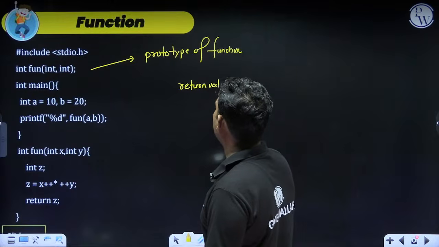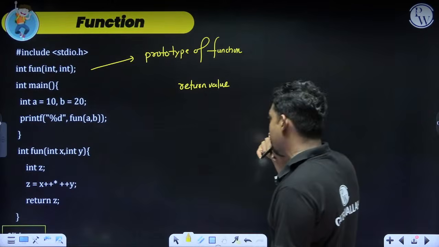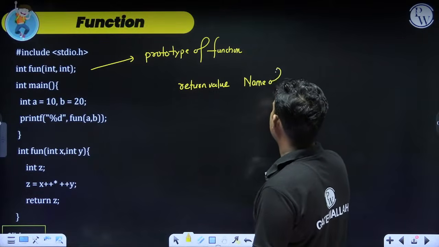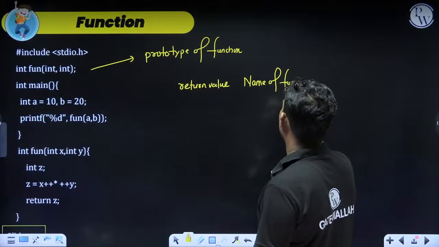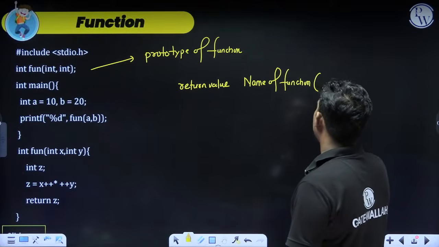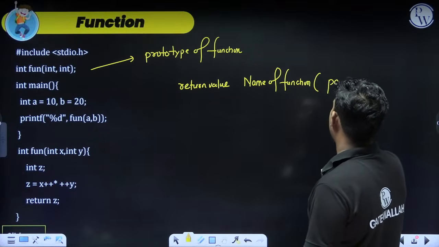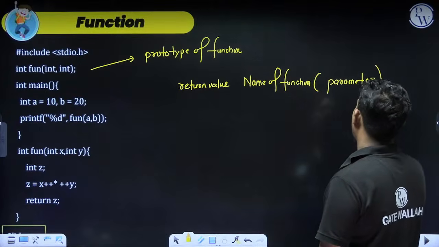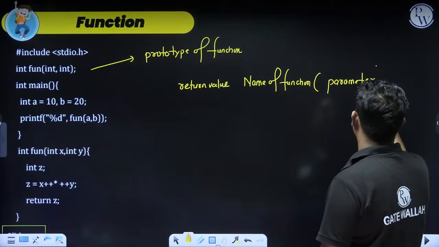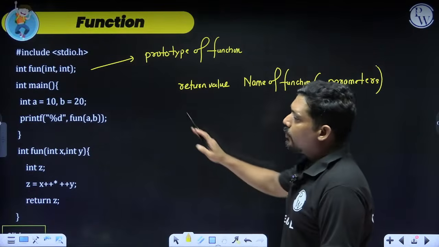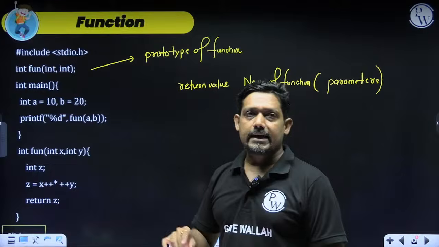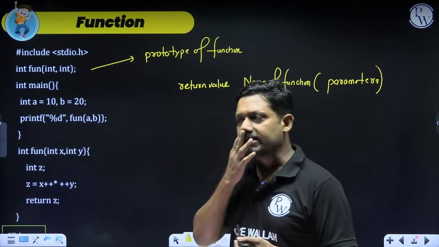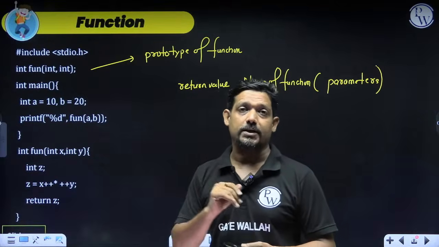Okay, what is the value it will return? The name of the function, and the parameter list. Now you can see here that in this case integer is the return value, and sometimes it surprises us what the return value is when a function executes.